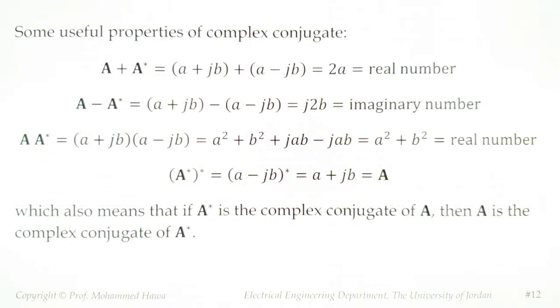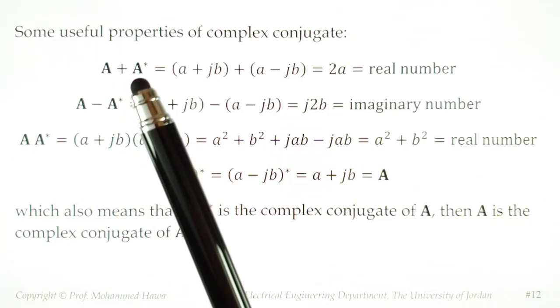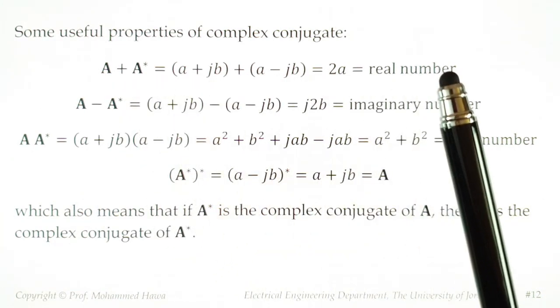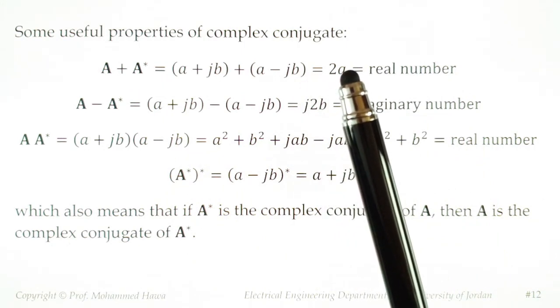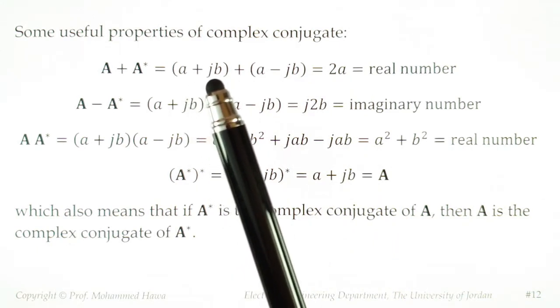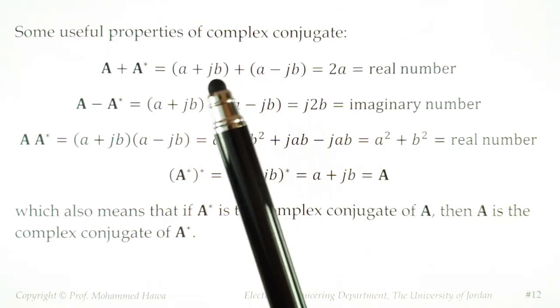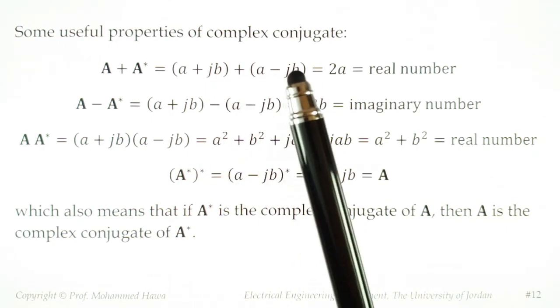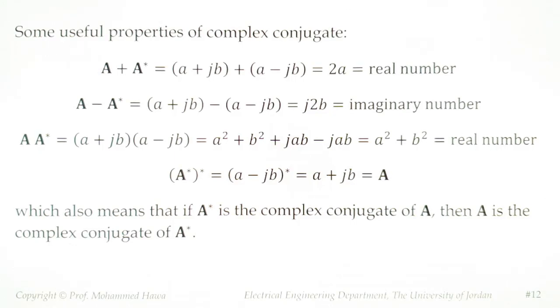It's also worth remembering the following properties of a complex conjugate. If you add a complex number plus its complex conjugate, you're going to get a real number that is twice as much as the real part of the original complex number. You can easily prove that this is the case. Let's add a plus jb plus its complex conjugate a minus jb. You'll see that the jb will cancel out with the minus jb. You end up with 2a, that's 2 times the real part of the complex number A.